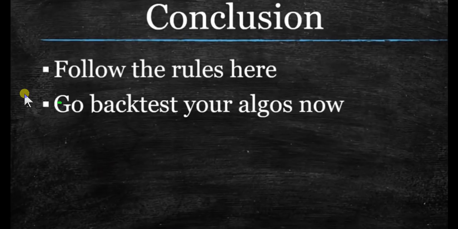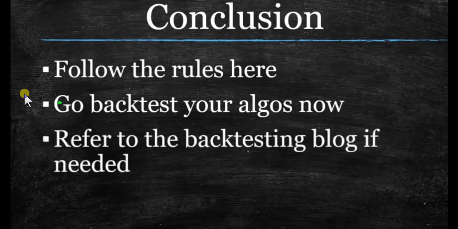But now that you know what they are, and now that you know what to look for, go back test completely. And if you need help, refer to the backtesting blog. I will link that down below. It's very complete. It gives you a nice little structure to follow so you can pay attention to the things that matter and eliminate the things that don't, and get the absolute best data for your system so you can then forward test it and see if it works in real time.